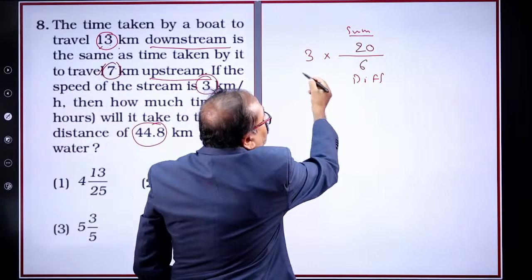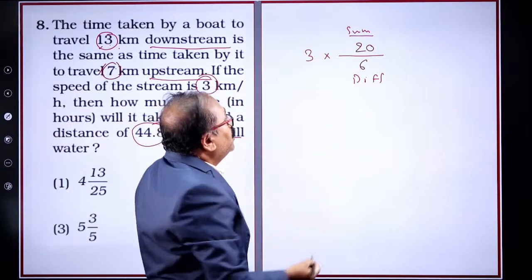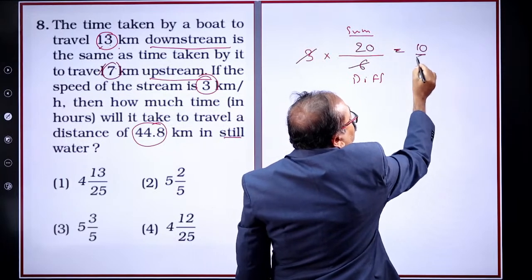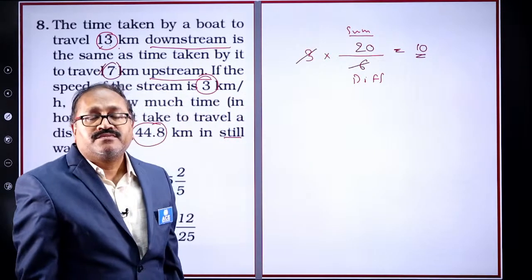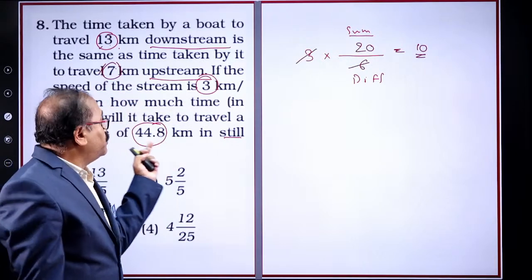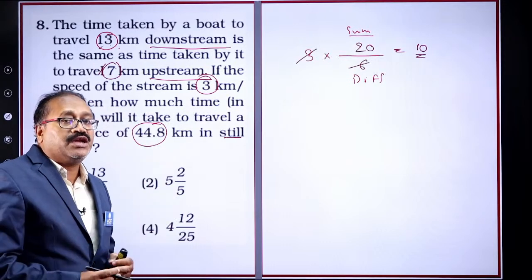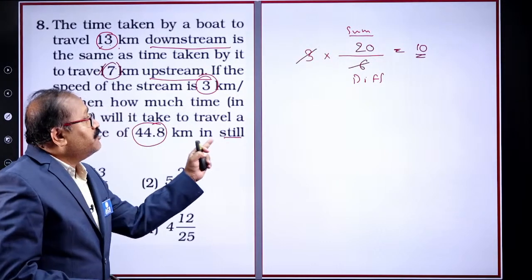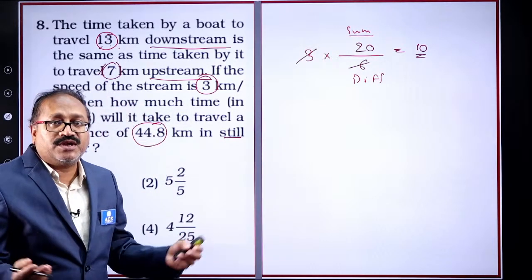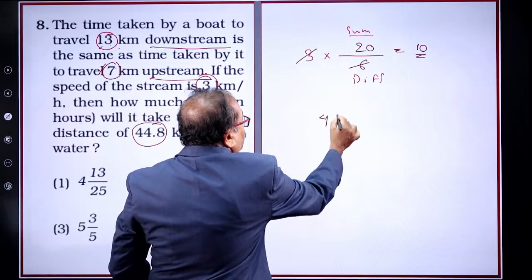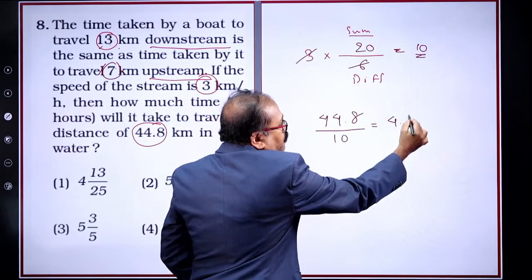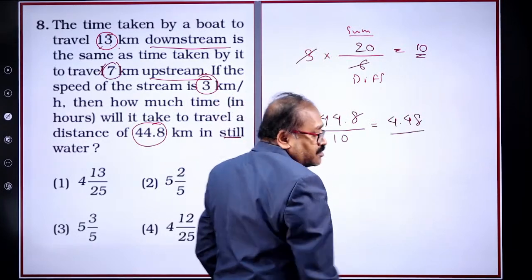Now after that, you will get the speed of the boat. This gets cancelled 2 times and this gets cancelled 10 times. So you got the speed of the boat. Now it is asked how much time the boat will take to cover 44.8 kilometers in still water. That means with a speed of 10 kilometers per hour. And you know the answer now. So that is 44.8 divided by 10, which is 4.48. That should be your answer.